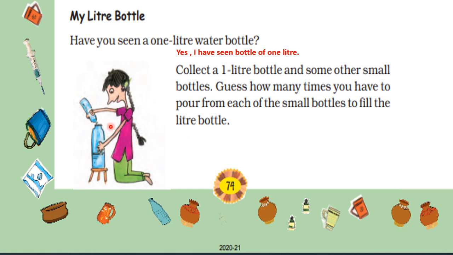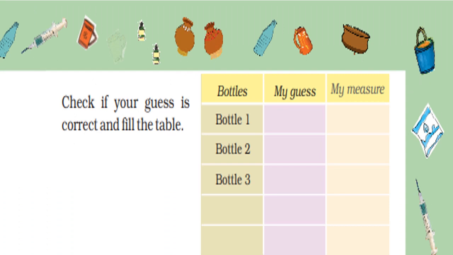See, this is a girl. She is having a 1 liter bottle. As you can see, the bottle is very long and big. And in her hand, she is having a very small bottle. Okay. So what is she doing? She is filling up the small bottle and then she is pouring the water from the small bottle to the big bottle. Okay. What you have to find out? How many times she poured water from this small bottle to fill up the 1 liter bottle. Okay. So let's see.